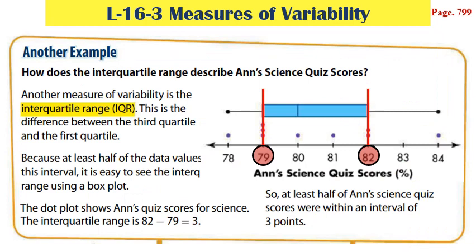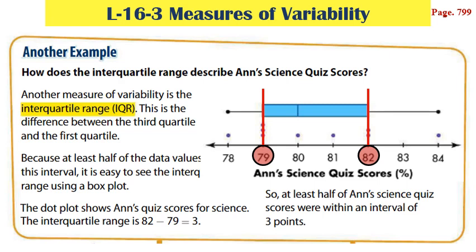Dear students, let's have another example now. Kindly open your textbook page 799. Another example, we have this data, science quiz scores. The scores are given as percentages: 78%, 79%, 80%, 81%, 82%, 83% and 84%. How does the interquartile range describe Anne's science quiz scores?